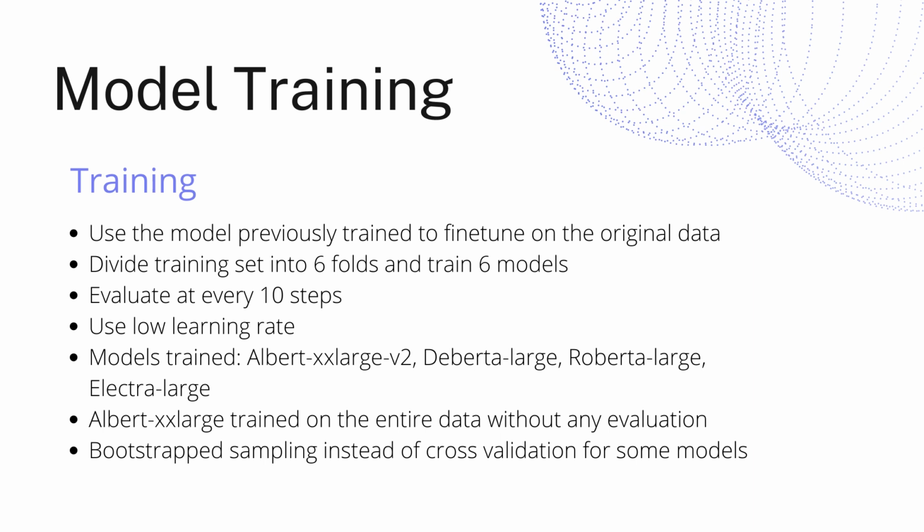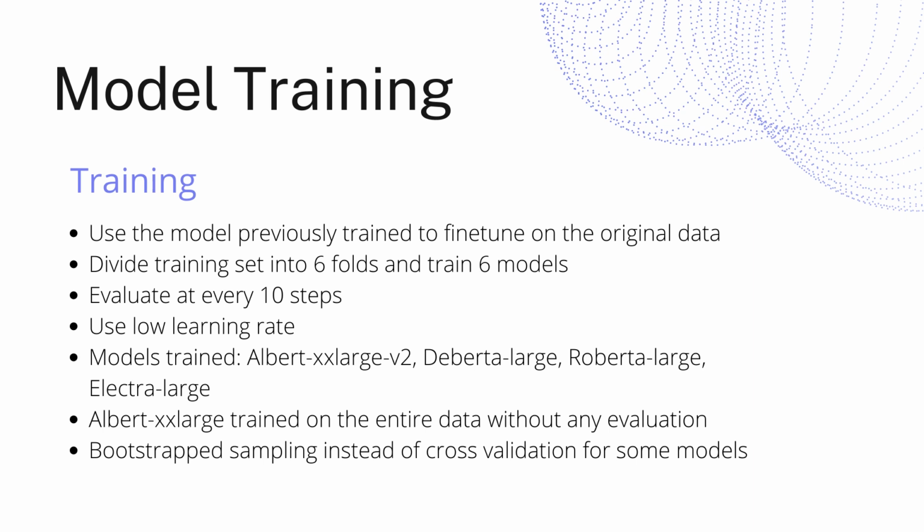Here also we have used low learning rates due to unstable training. The models trained were again Albert XX large V2, Deberta large, Roberta large, and Electra large. Albert XX large V2 was also trained on the entire data without any evaluation. This was done because the model training was quite stable for Albert.